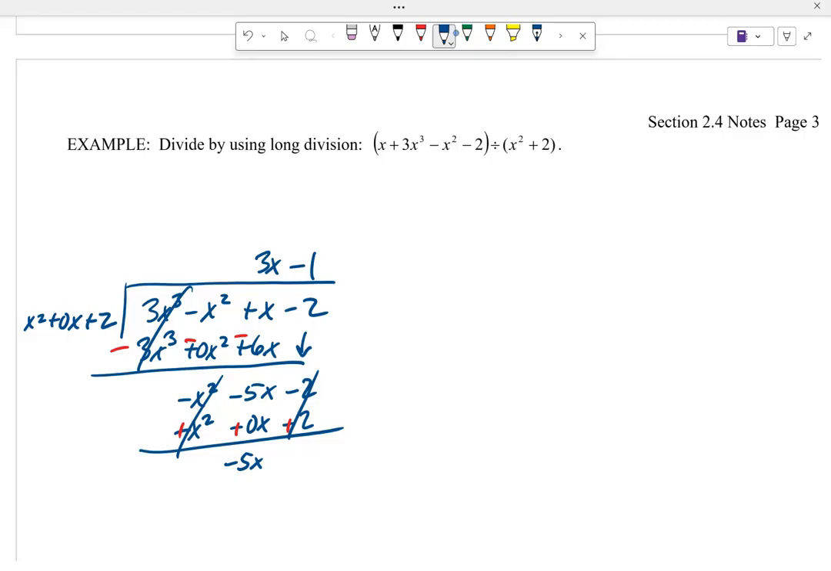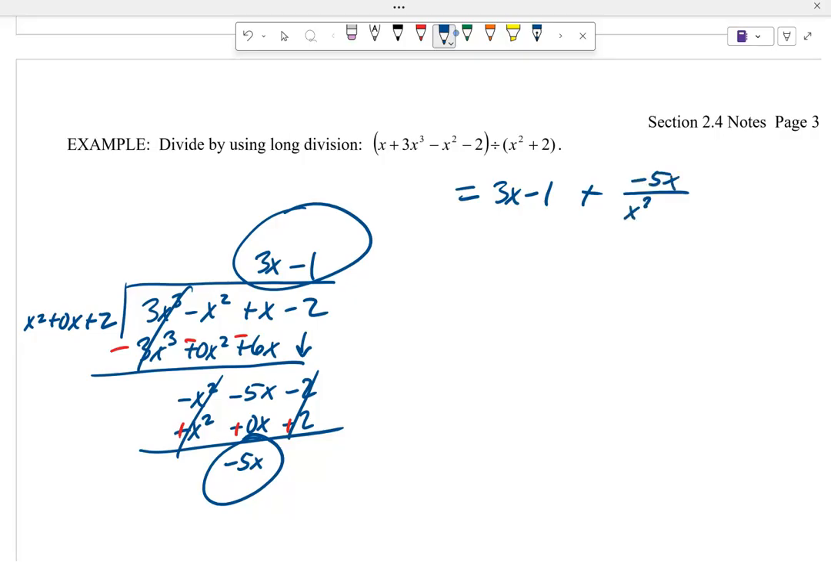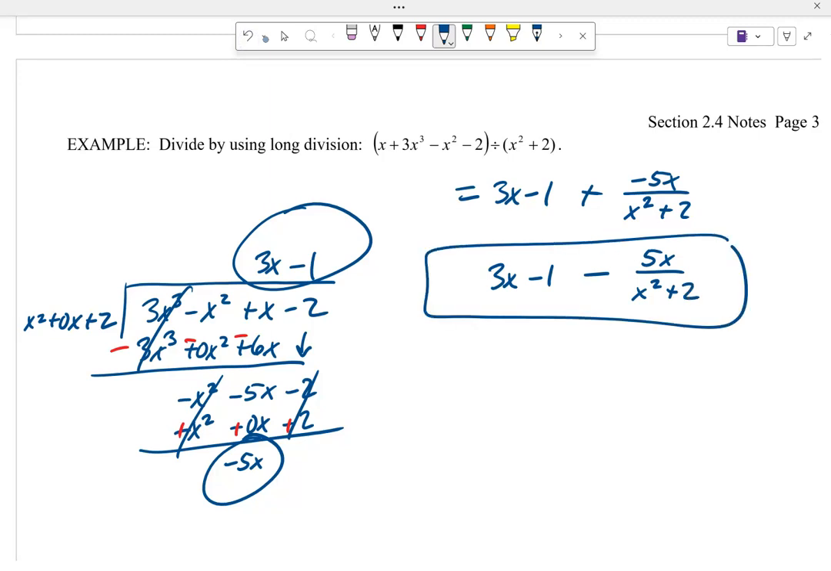So dividend divided by divisor is quotient. So this equals quotient plus that negative 5x over the original divisor, x squared plus 2. And you can write it that way, or if you want to, since you got a plus and minus, you can write it this way as well. Either of those is fine.